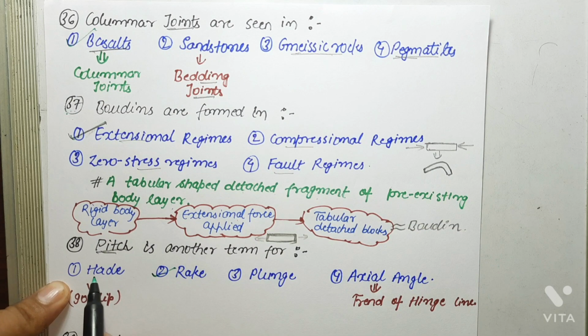Now what is head? Head is a complementary angle of dip. That is, if dip is 60 degrees, then head will be 90 minus 60, that is 30 degrees. This is the complementary angle of dip.